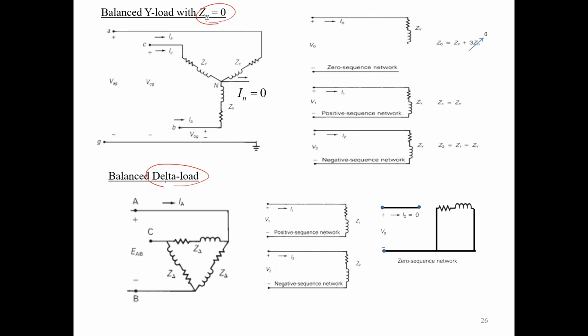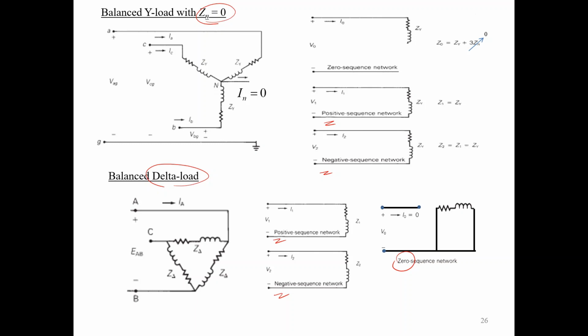But if you have delta load, there is no neutral for such things, okay? So it will change in your zero sequence. Now you can see in these two pictures, the positive and negative sequence network remains the same for both kinds. The change is in the topology of the load, right?